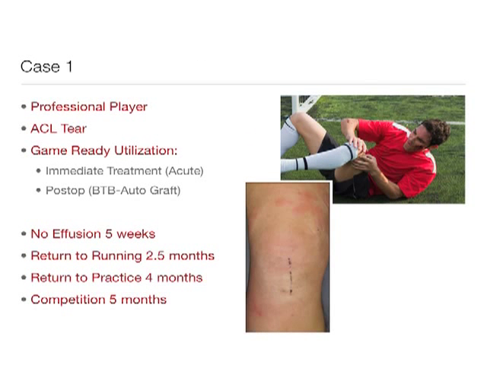So I just want to go through two cases quickly. One of our U.S. national team players had an ACL injury, at age 33. He had the Game Ready applied immediately after the injury because we wanted to limit the amount of swelling and edema that he gets, so we could get him to surgery sooner. He had surgery after 10 days. He had a bone-to-bone autograft, and the picture on the right side demonstrates his situation 10 days post-operatively. He had no effusion by 5 weeks, returned to running by 2.5 months, and played again after 5 months.